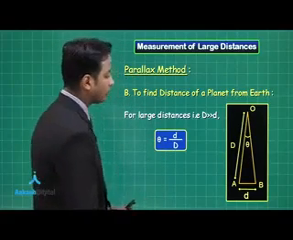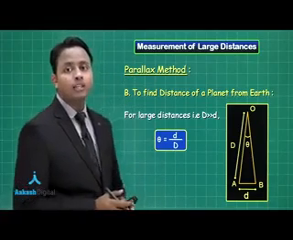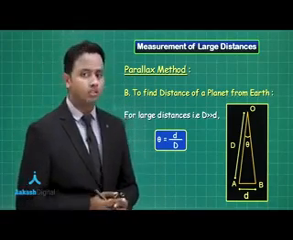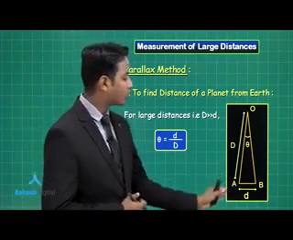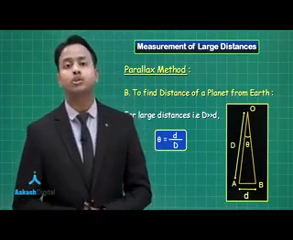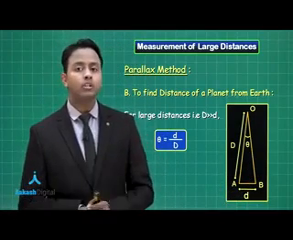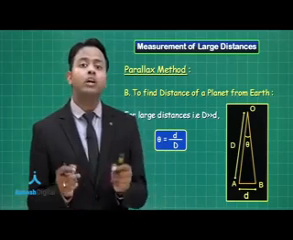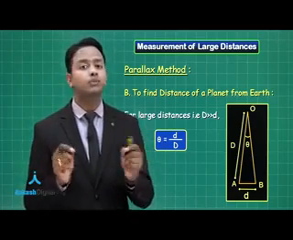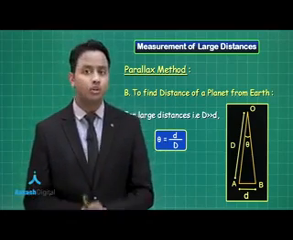Now the first is the second application of the parallax method, that is to find the distance of a planet from the Earth. Now let's suppose I have set up two different laboratories on the Earth's surface. One of the laboratories is at position A, another at position B. Now the most important thing that you need to know is the straight line distance between these two observatories which are present on the Earth.